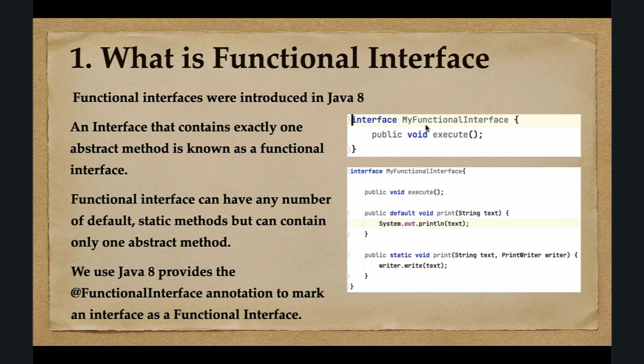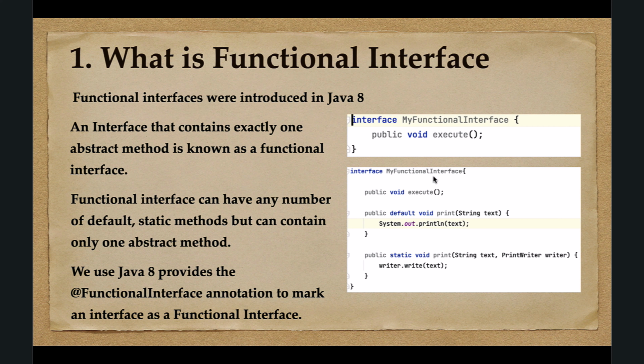As we know, whenever we define a method in an interface, by default that method is abstract, right? So we don't have to mention the abstract keyword in a method. So just remember, a functional interface is an interface that contains exactly one abstract method. A functional interface can have any number of default and static methods but can contain only one abstract method.